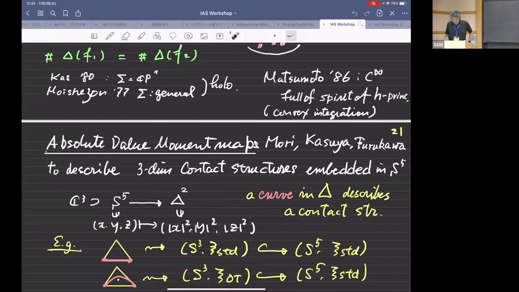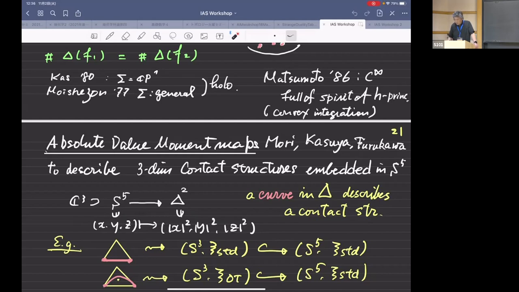So the idea comes from how to present the monodromy of the link. The first idea was introduced by Mori, Kazuya and Furukawa maybe more than 10 years ago, and it is called the absolute value moment map. From S5 to the simplex, we have such a really simple map by absolute values of the coordinates. But it is really useful to describe a singularity as a link of the singularity, in order to embed it as a contact submanifold in S5.